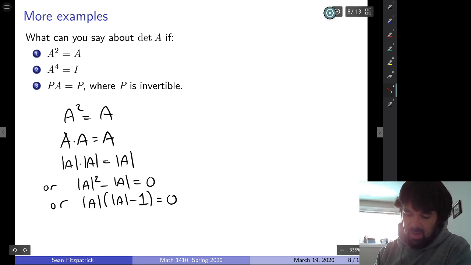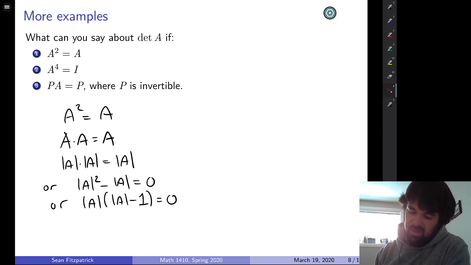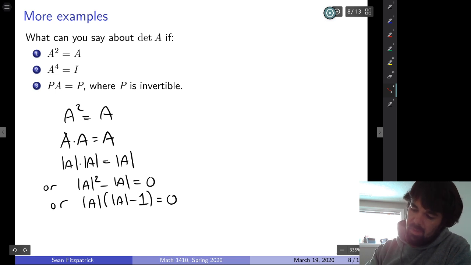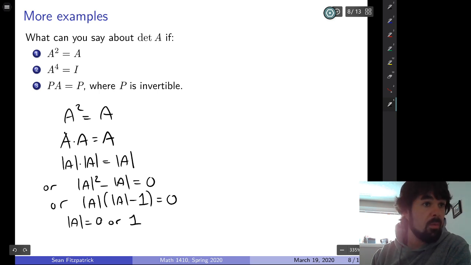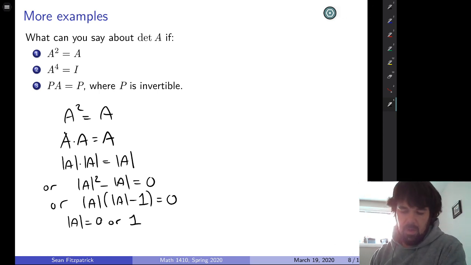A squared is equal to A, and now we can see why. We could have determinant of A equal to 1, but we could also have determinant of A equal to 0. There are actually two possibilities there. So 0 or 1.